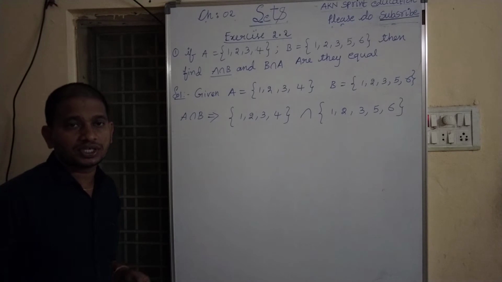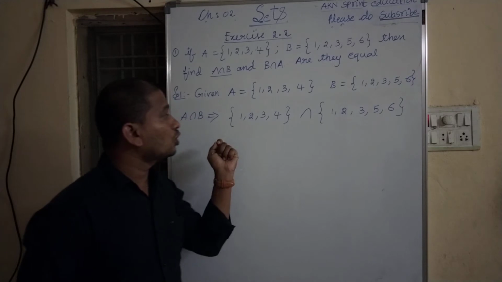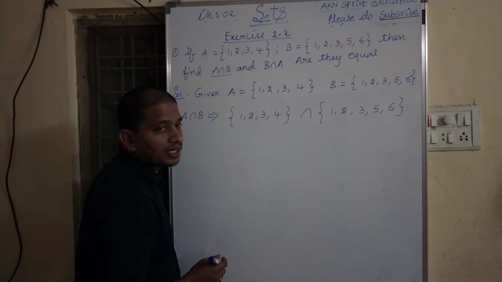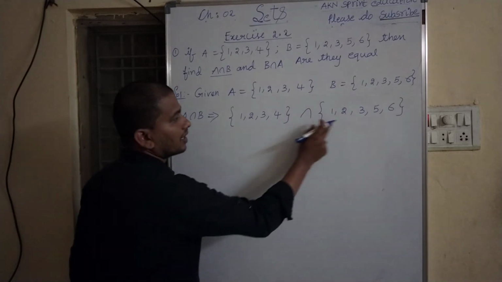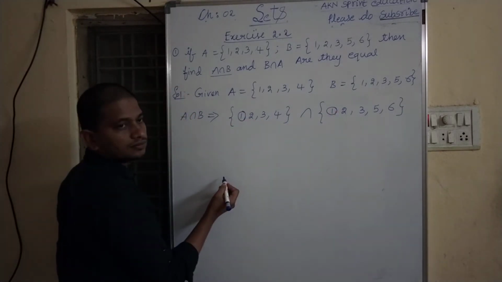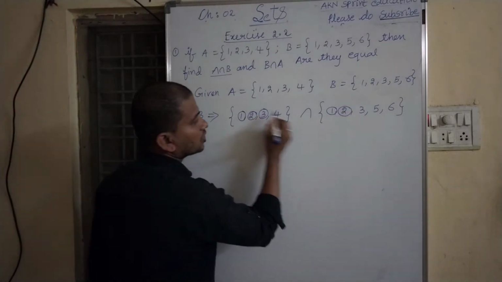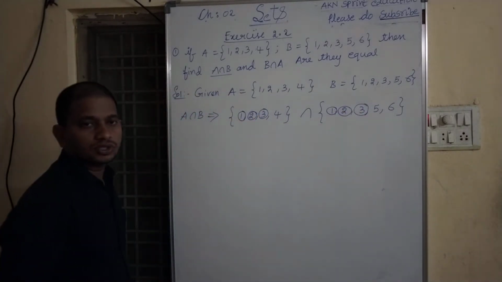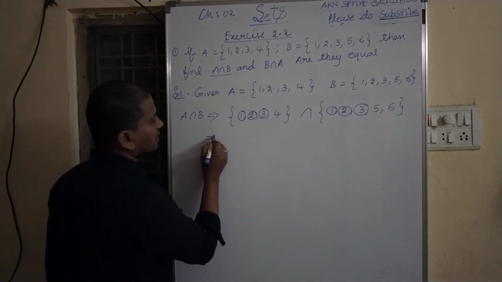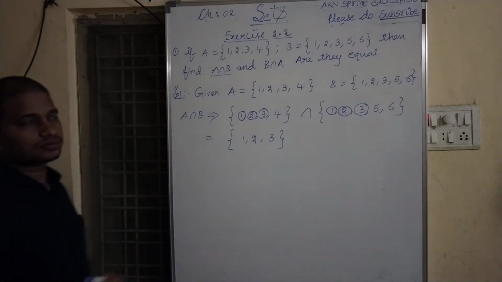What do you mean by intersection? I mean the set of elements which are there in both the sets. I mean common elements. You can observe what are the common elements which are present in set A and set B. One is the common element, as well as 2 is the common element, as well as 3 is also another common element. So here the common elements are 1, 2, 3. So A intersection B equal to the set of 1, 2, 3.